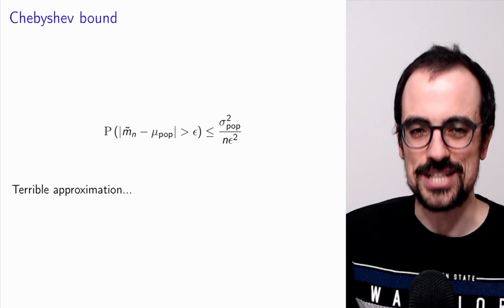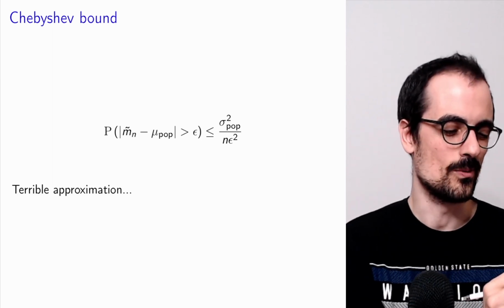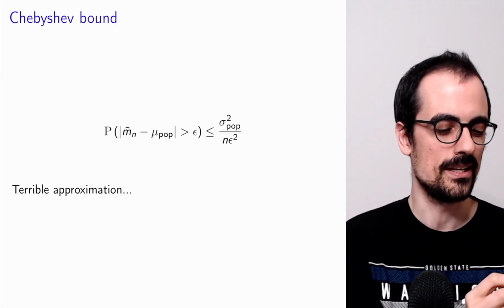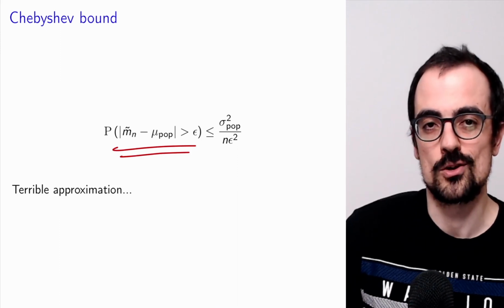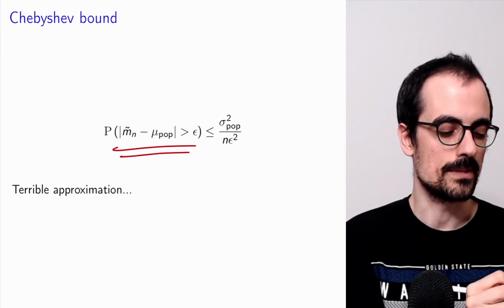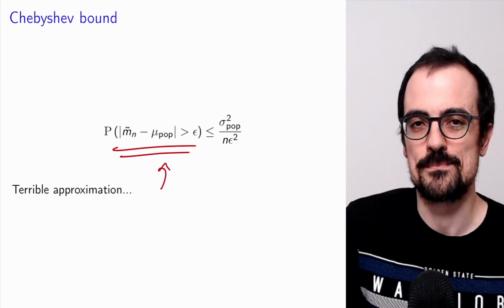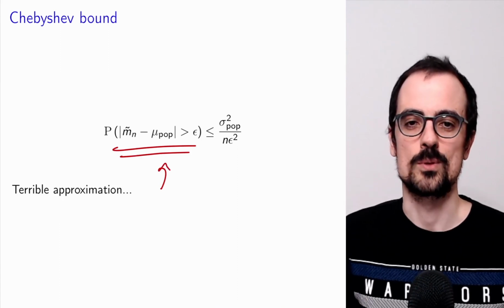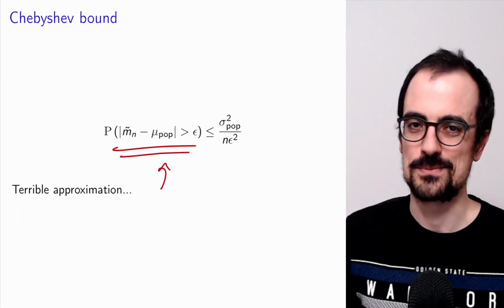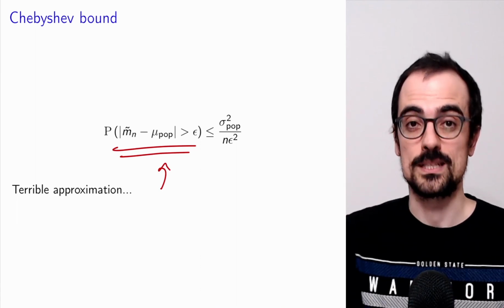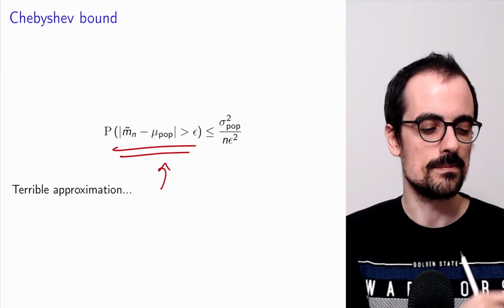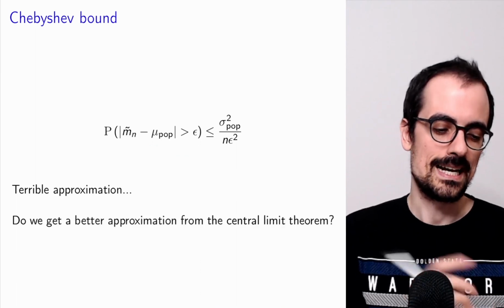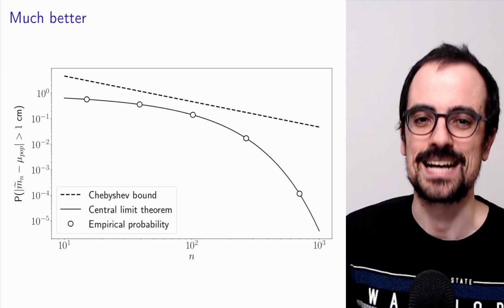Now let's go back to the Chebyshev bound, which basically here we're trying to see whether the bound that we use within the proof of the law of large numbers gives us a good approximation of this probability related to the sample mean that is approximating the population mean. The approximation was terrible. It was a bound, but it was terrible. What about the central limit theorem? Does it give a better approximation? And it does. The approximation is spectacular, basically.